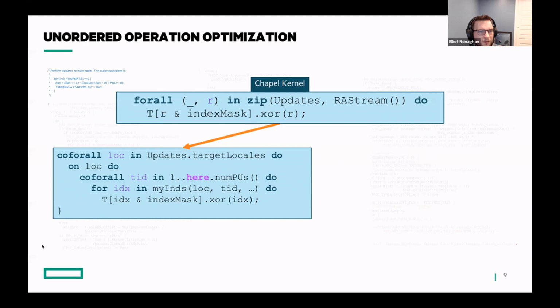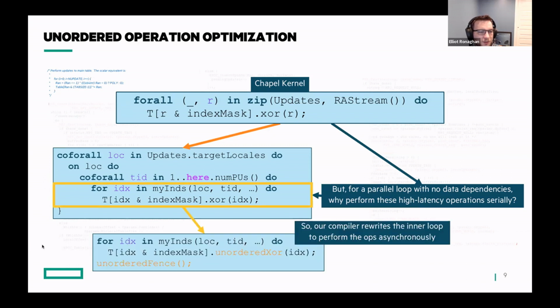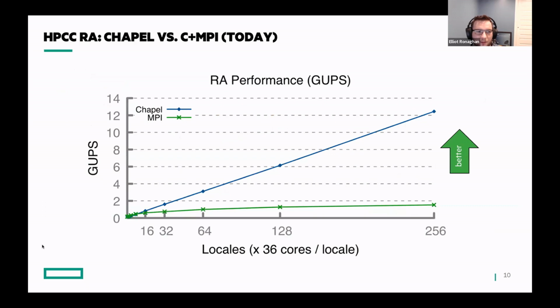What I want to come back to in the code is that when we're just doing the naive lowering and using ordered operations, that's the type of performance we see. But looking at the source code, this is a data parallel loop, and we can see that there are no data dependencies between iterations. So there's no reason to perform these high latency atomic XORs serially. We added a compiler optimization to rewrite this so that instead of doing blocking, ordered XORs, we can do them in an unordered or non-blocking fashion. Then the compiler can insert an appropriate fence to make sure that the program still adheres to the memory consistency model. It was this unordered XOR transformation that allows us to get performance that far exceeds the MPI code.